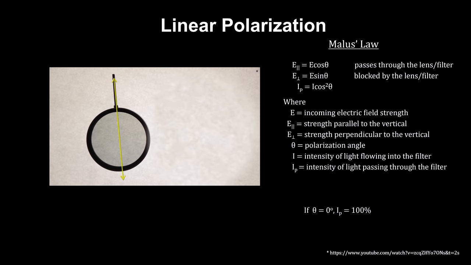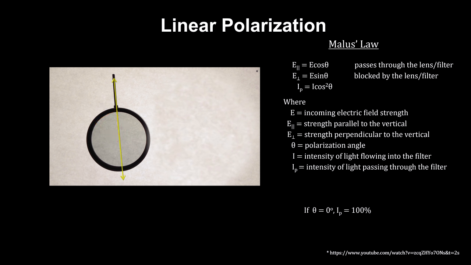When light passes through a polarized lens, the amount of light that makes it through depends entirely on the angle between the incoming light's polarization and the polarization direction of the lens. To see this, here are a couple of experiments you can do at home if you have three pairs of polarized glasses.